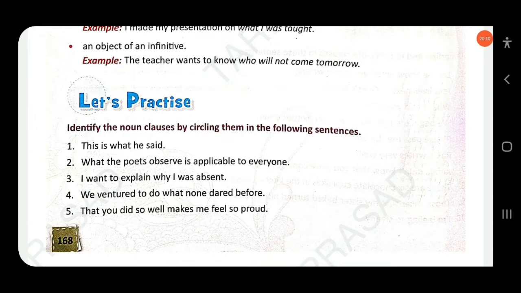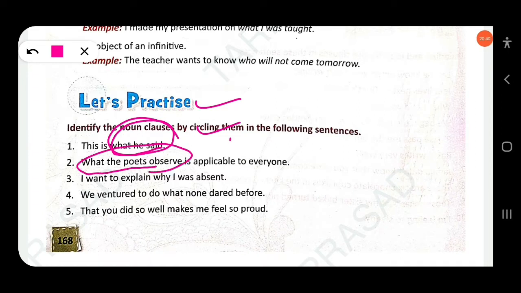So here, identify the noun clauses by circling them in the following sentences. This is what he said. So now you have to identify the noun clause. As you read, noun clauses start with how, that, what, when, where, whether, which, who, or why. Okay, you have to now underline. What is said, this is the noun clause. The next, what the poets observe is applicable to everyone. So here the noun clause is what the poet observes.